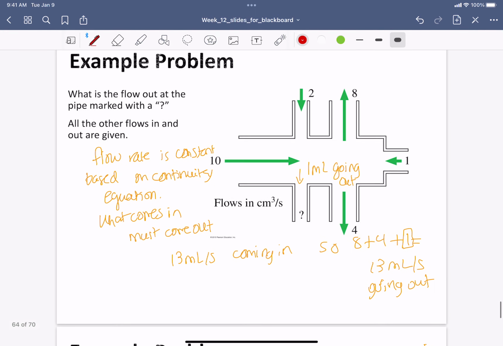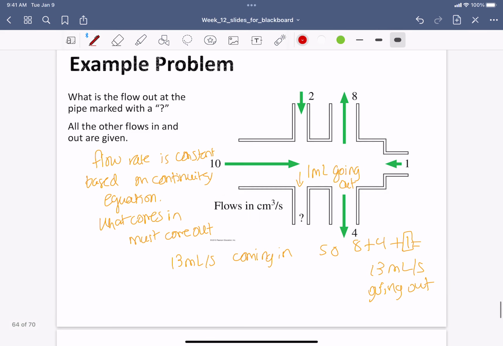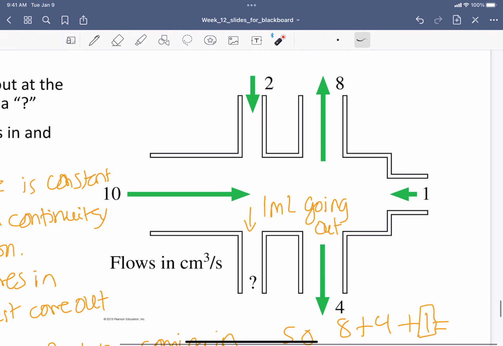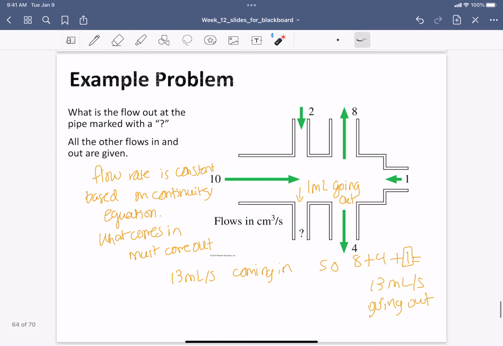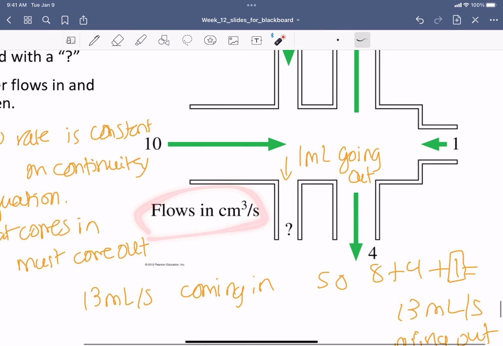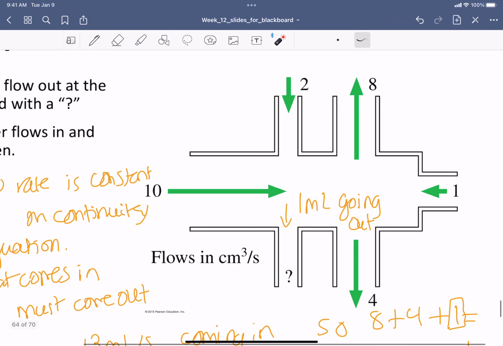This is kind of like the flow stuff again. So if I have flowing in 10, 1, and 2, right? 10 plus 1 plus 2, that's 13. If I have flowing out 8 and 4, well then, what would be my flow out here? Because I know Q in has to equal Q out, right?